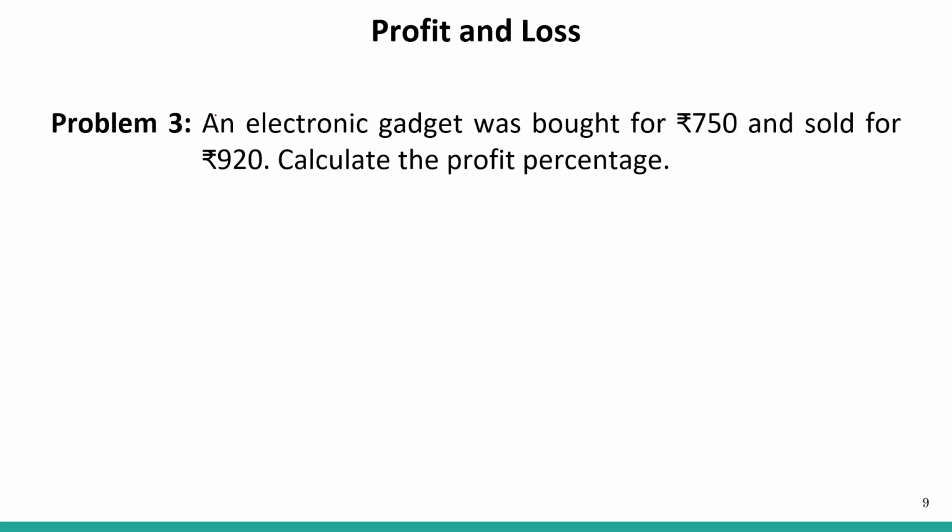Let's see problem number 3. An electronic gadget was bought for 750 rupees. This is called the cost price. And it was sold for 920, so this will be the selling price.